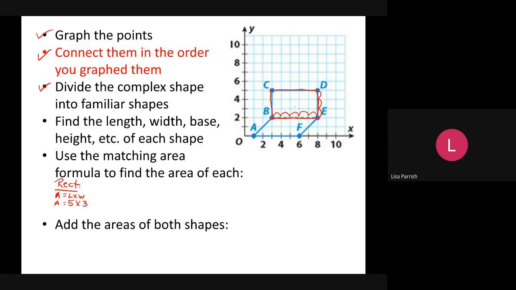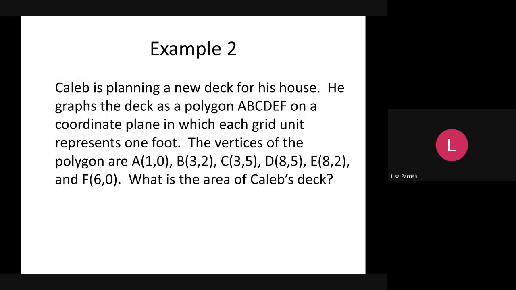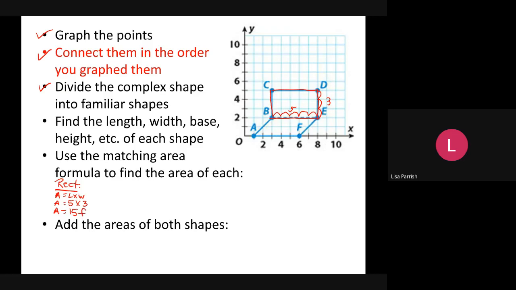All right, so that one was 5 and that one was 3. So I don't even need a calculator for that. I know that 5 times 3 is 15. Okay, so this is going to be, I think it told us, oh yeah, each grid represents 1 foot. So this would be 15 feet squared. Okay, so that's the area of the rectangle. Now I need to find the area of the other shape. So I'm going to erase this so I don't confuse it with the other shape.